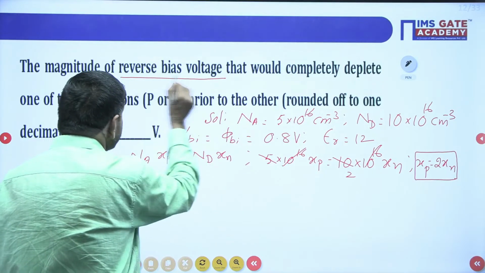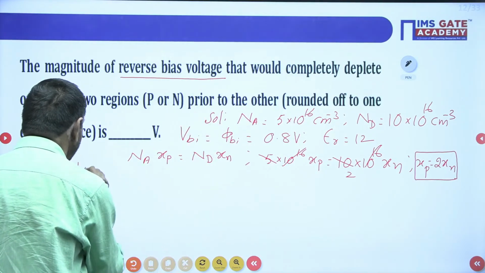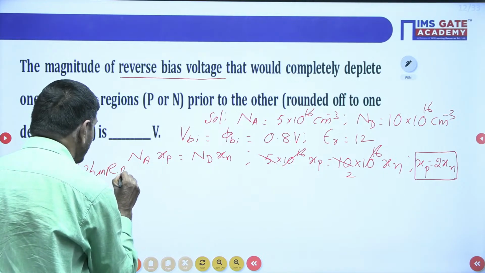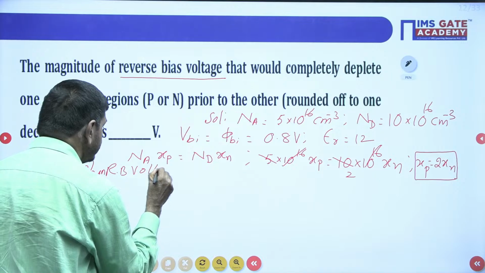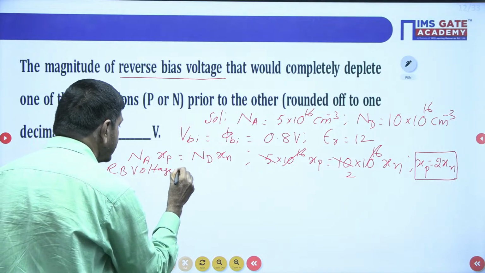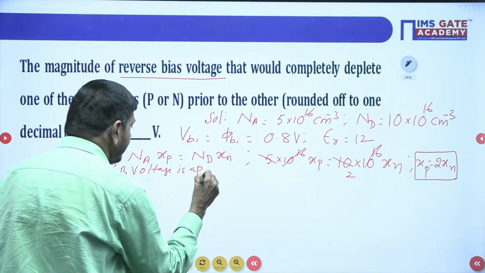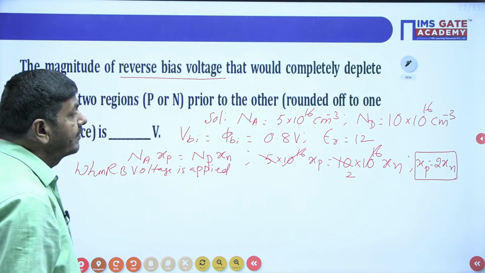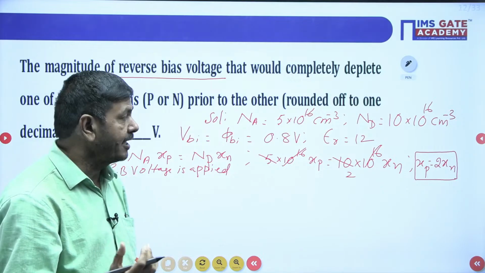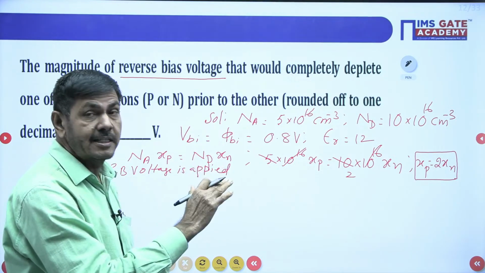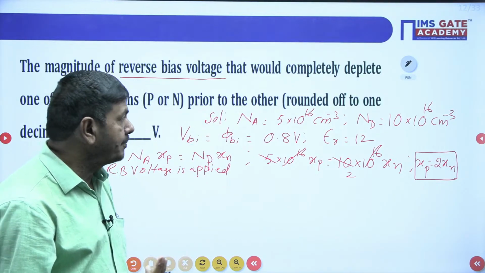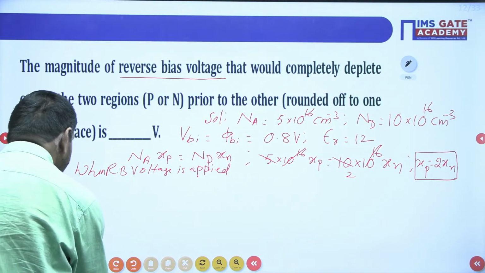When reverse bias voltage is applied, what is going to happen? Reverse bias voltage applied means one of the regions will be completely depleted. Which region will be depleted easily now? The N-type region will be depleted.